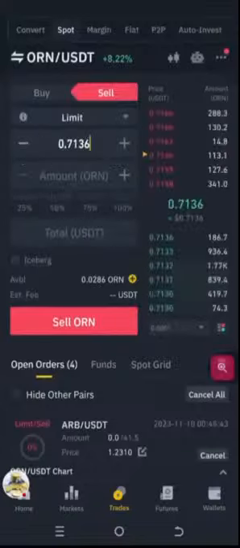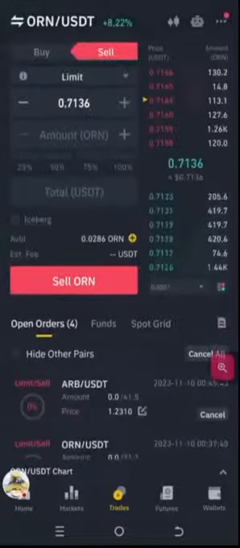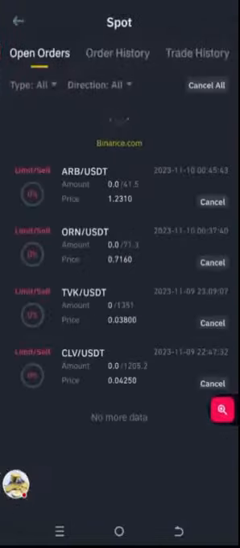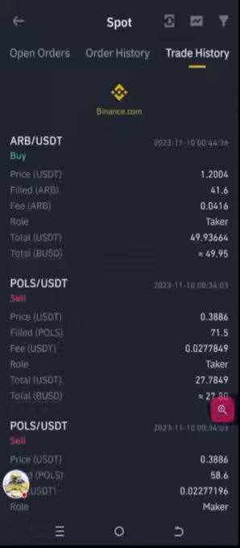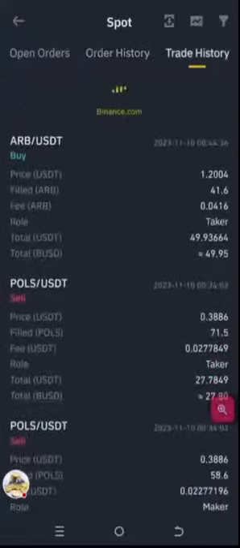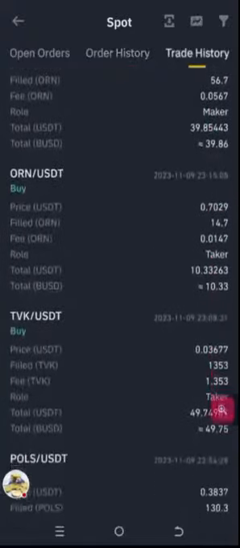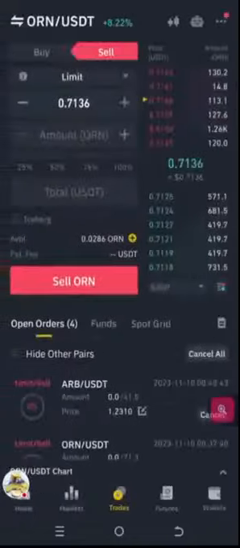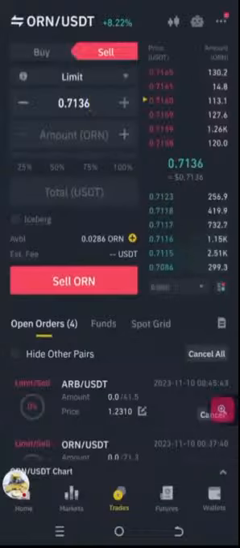ORN is still trying to make money. How much did we buy ORN? I can't even remember. What was our target? How much did we buy it? Let's check ORN. What's going on? 70.29. Oh, not yet there. Still trying to get high and move on with momentum, but it's good.